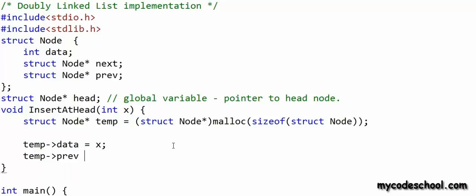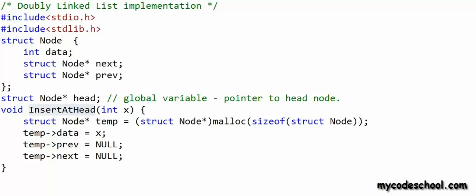So to access the prev field, I can say temp arrow prev. Let's set this as null, and let's also set the next field as null. If you want to understand or refresh the concept of stack and heap in memory, you can check the description of this video for a link to our lesson on dynamic memory allocation.